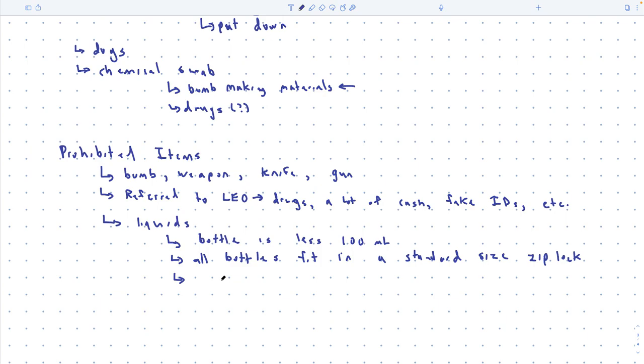Okay, so it could be some sort of chemical. So the idea is that you're going to attack someone else with it? Okay. So yeah, and usually it's that you would make a bomb with it. So I guess it could be acid or something that you splash on someone as an attack or something like that. But the main concern they have is that you can make a liquid bomb with it. So it's about preventing liquid explosives.